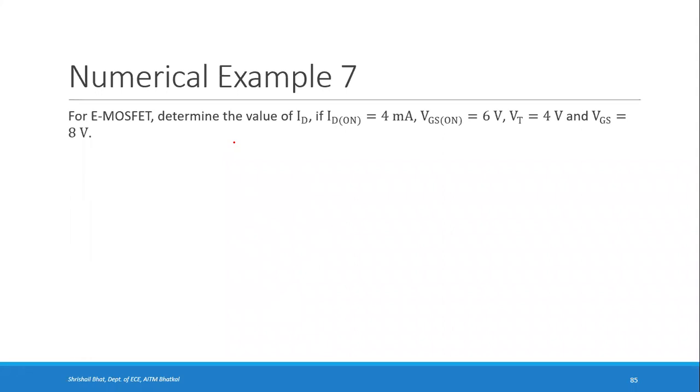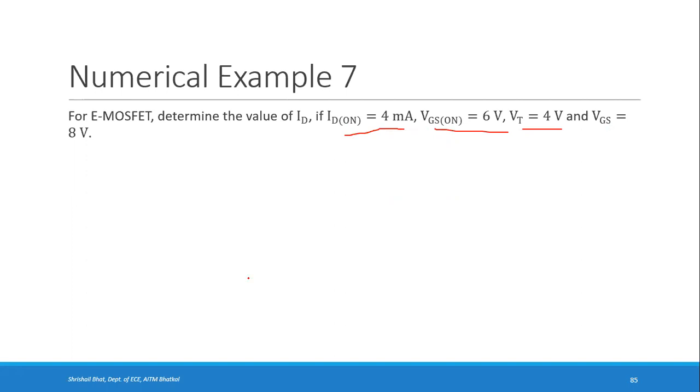A similar problem is asked in the exam for E MOSFET. Determine the value of ID if ID on is equal to 4 milliamps, VGS on is equal to 6 volts, VT is 4 and VGS is 8. So ID on is similar to that. VGS on is the value of VGS when ID is ID on. VT is nothing but VGS threshold. It is the threshold voltage. Similarly, you are asked to find ID when VGS is 8 volts.